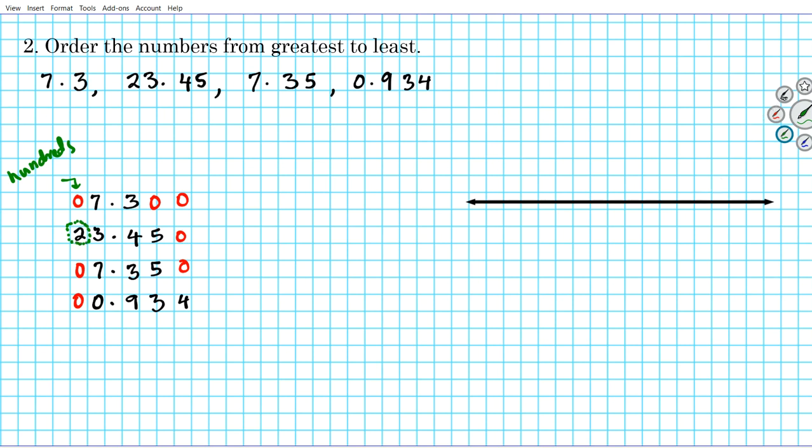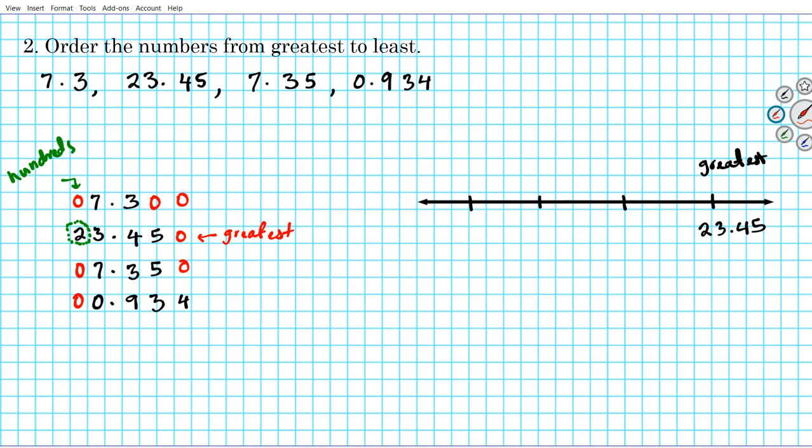Okay, so we have our nice little number line here that we're going to use to organize our numbers. So there are 4 of them. This is a number line, and you know a number line goes from least to greatest, right? It's not drawn to scale, it's just random. Okay, so the greatest one is going to be to the right side, so that's going to be 23.45. Okay, so this is the greatest. This guy right here, greatest. Let's move on to the next.